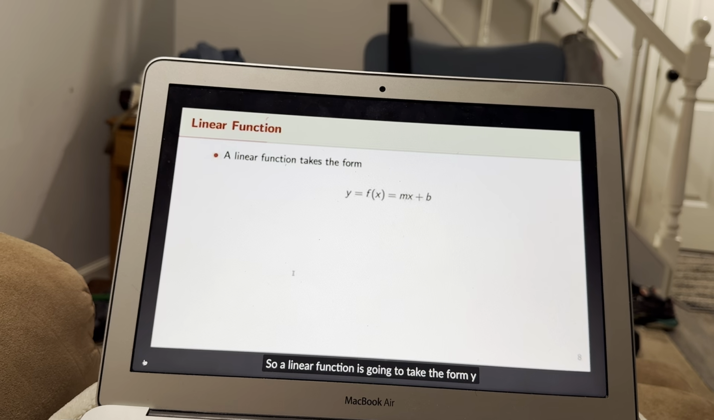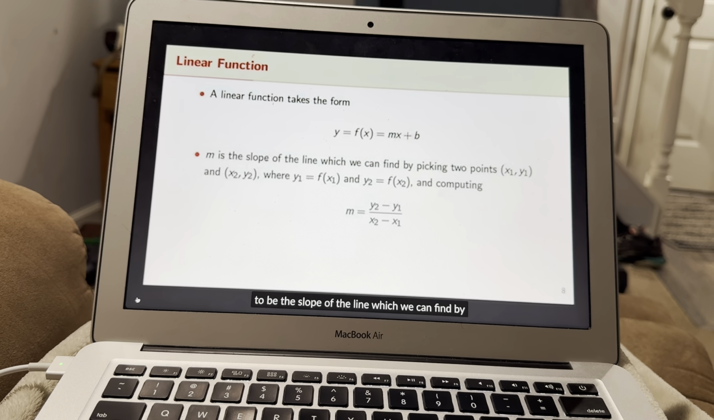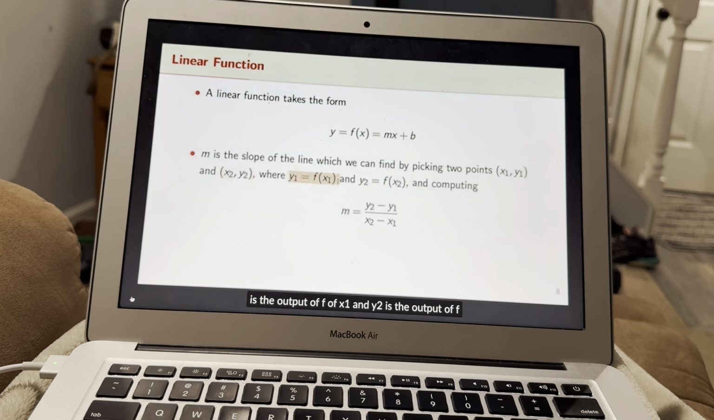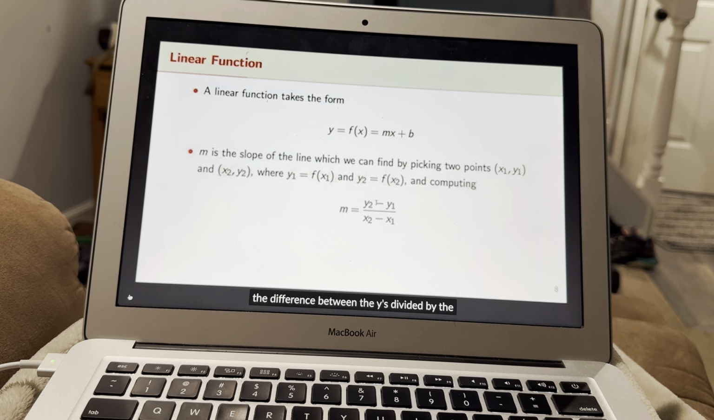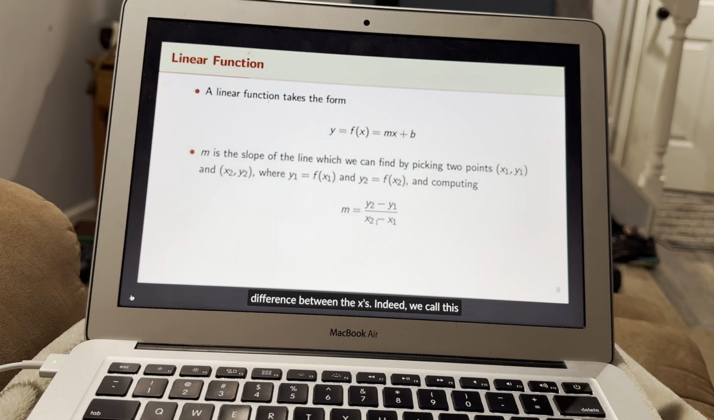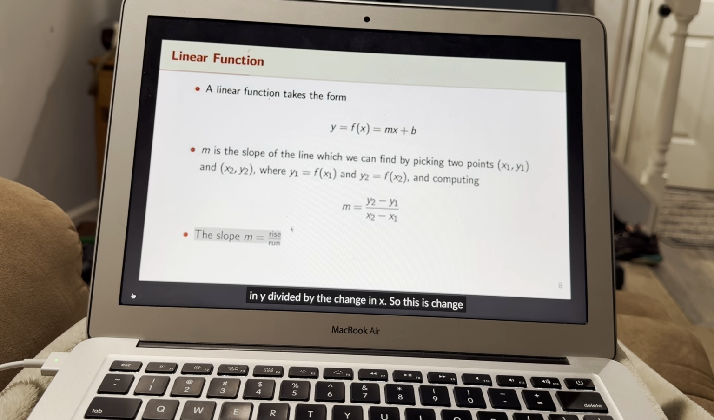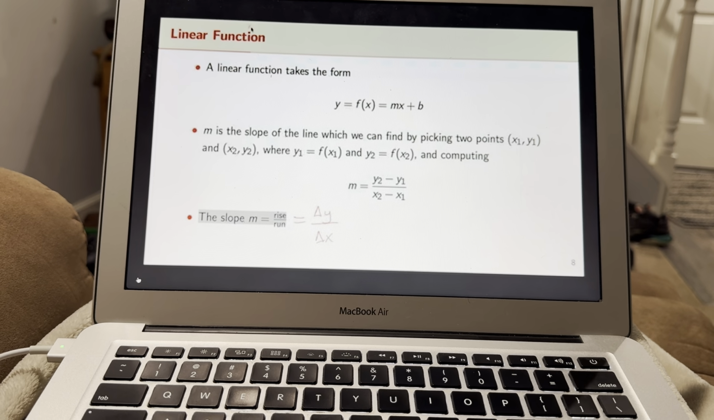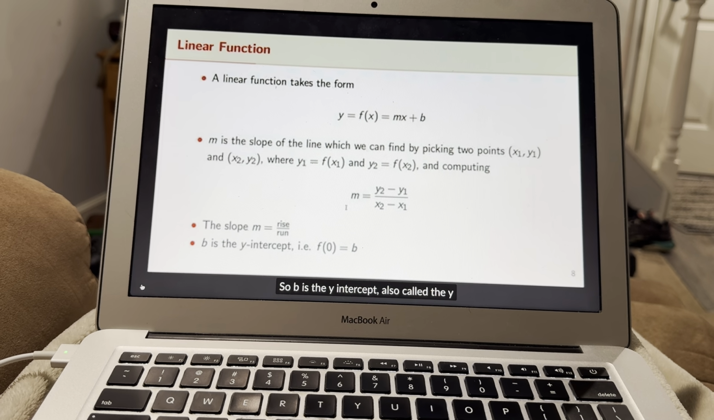So a linear function is going to take the form y equals f of x equals mx plus b. m is going to be the slope of the line, which we can find by picking 2 points, say x1, y1, and x2, y2, where y1 is the output of f of x1, and y2 is the output of f of x2, and then we can compute m equals the difference between the y's divided by the difference between the x's. Indeed, we call this rise over run. That is going to be the change in y divided by the change in x. And b is the y-intercept also. We call the y-intercept b.